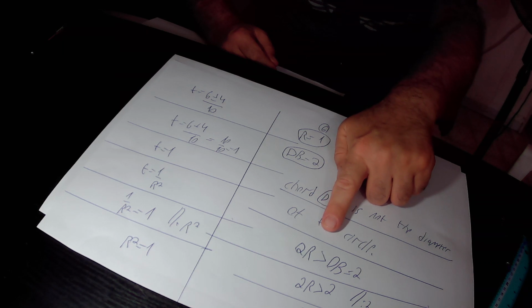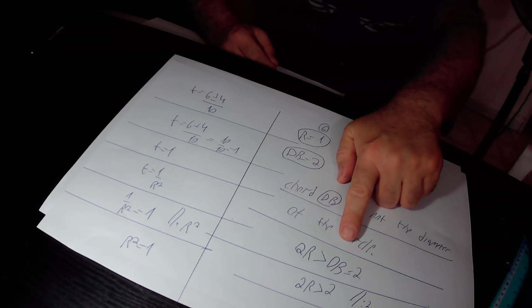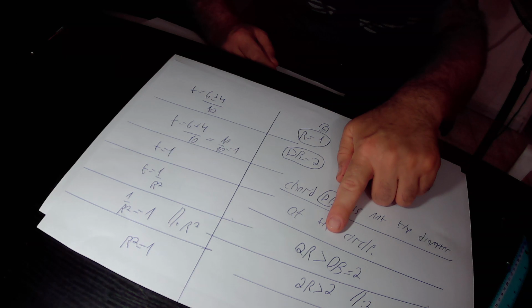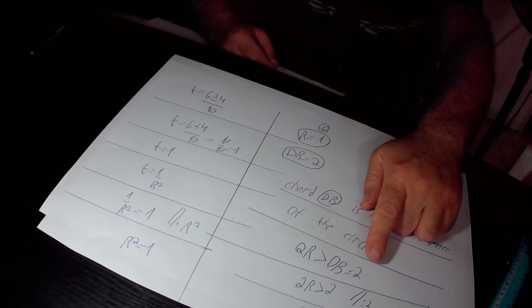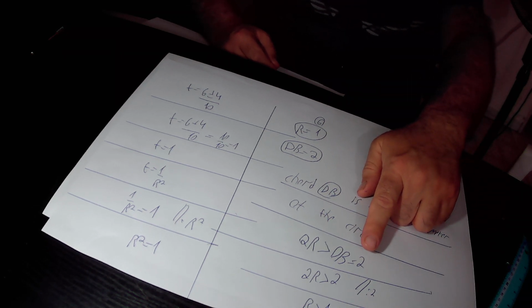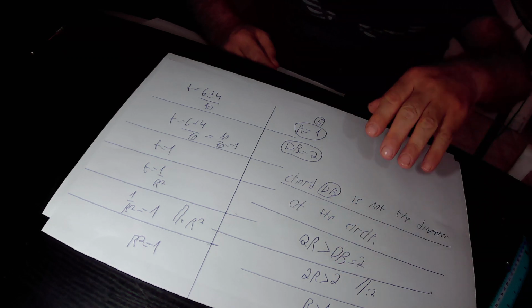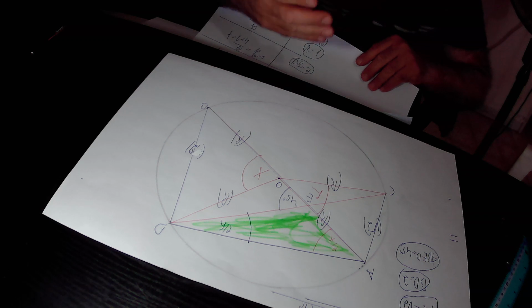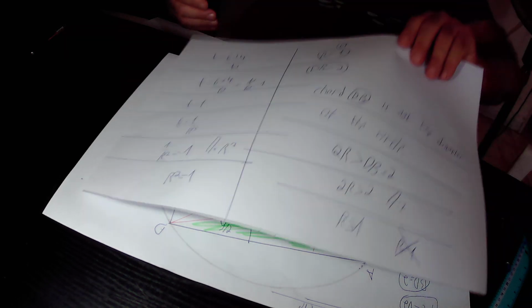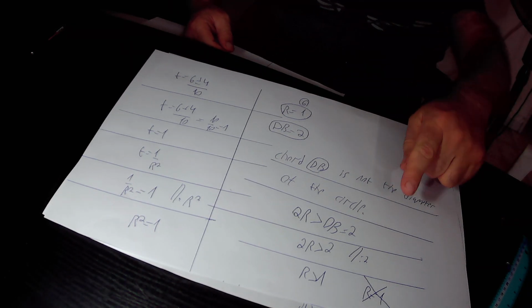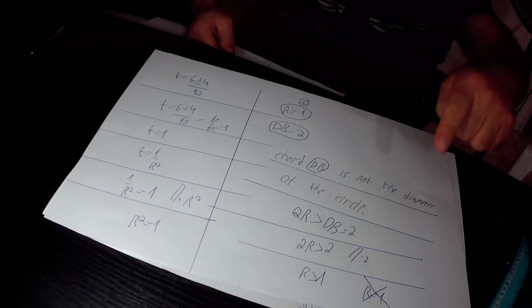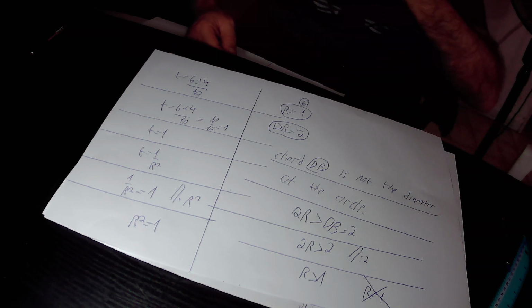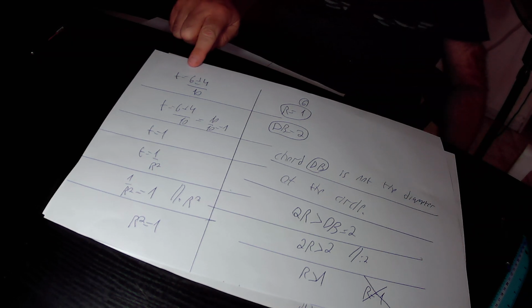From this, 2r is greater than DB, which equals 2, we derive that 2r is greater than 2. We divide this inequality by 2, and finally we get that the radius r is greater than 1. If the radius is greater than 1, the radius cannot be equal to 1. So this solution is not correct. We cancel this solution, and we take into account only the second solution for t.